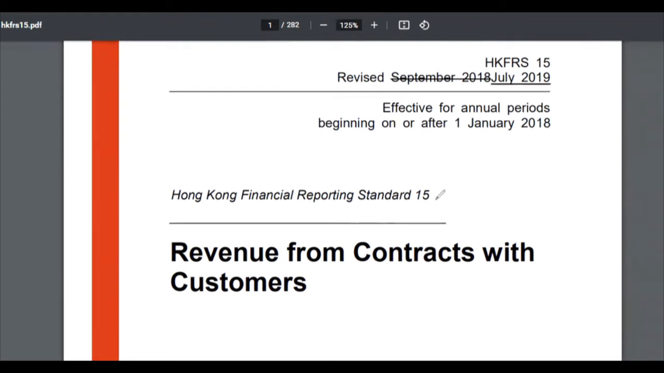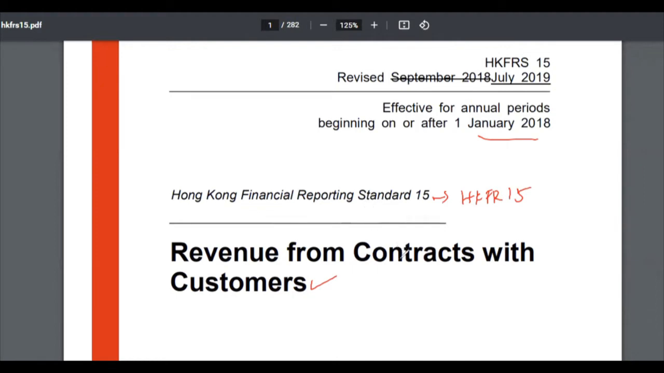Today we are going to talk about HKFRS 15, which is about revenue from contracts with customers. This standard was effective from 1st January 2018. I would put down the link below of this standard. This is available to everyone, so it's a public standard. I will put the link to the standard in the description box below.